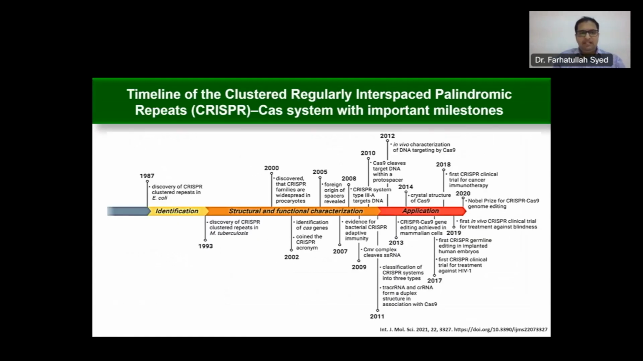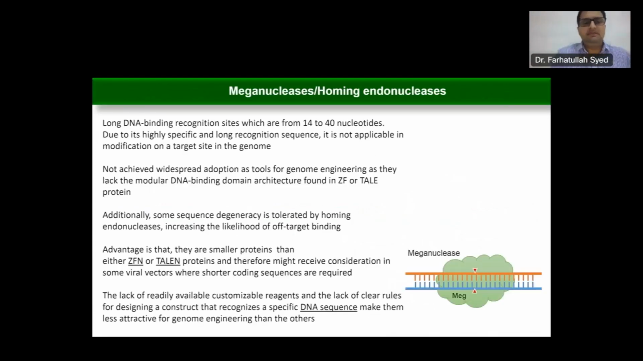We know CRISPR-Cas was identified in 1989, as Dr. Froglo mentioned, but its application only recently started in 2011, when we started to understand how we can edit the genome precisely and for our benefit. So it was a long way to come from identifying and developing these CRISPRs. I will give brief overviews of meganucleases and all the other genome editing tools.